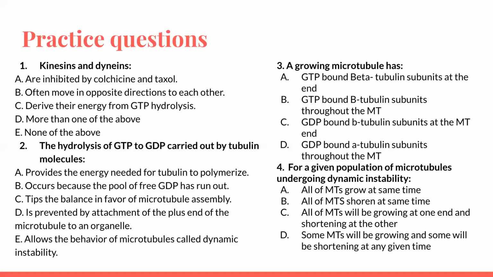Does anyone have any questions on that one? Maybe to help explain why not A: since it is disassembly, you know that it's not going to promote polymerization, but more so active depolymerization. Yeah, that's a good explanation, because they're hydrolyzing GTP to GDP, so you're going from that active to inactive state, which is falling away from the microtubule. So that's that depolymerization.